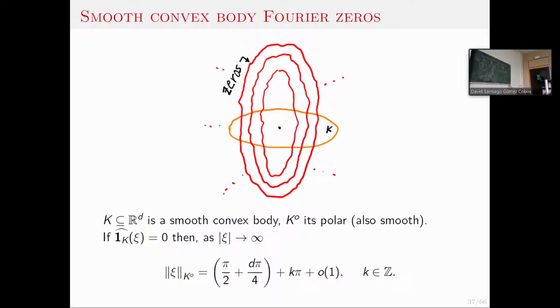as long as we measure things in the right distance. So what is this object here? Every convex body has a polar convex body.